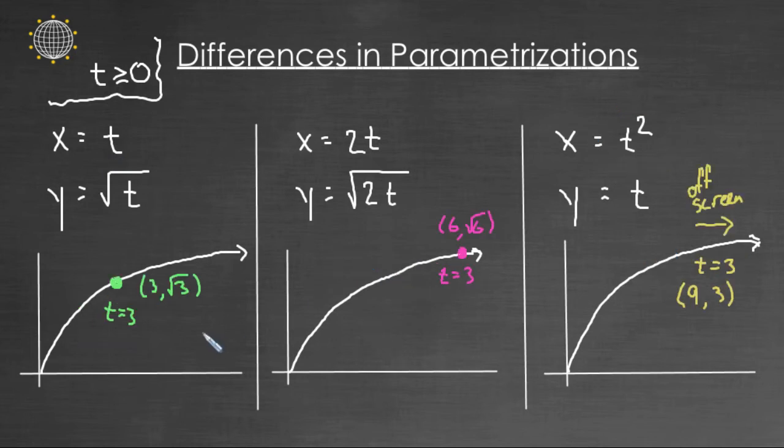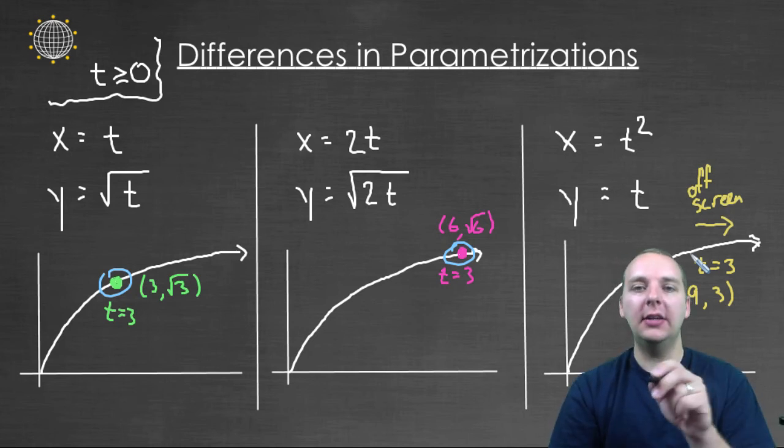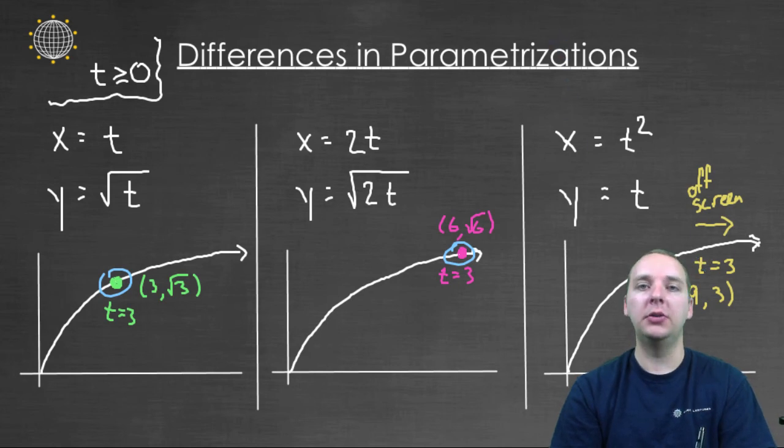And lastly, for t equals 3, this one's hanging behind at 3, root 3. The second parametric equations are at 6, root 6. And by now, the third one is off our screen. It's at 9 comma 3. So you'll sketch through these curves faster or slower depending on your various parametrizations.